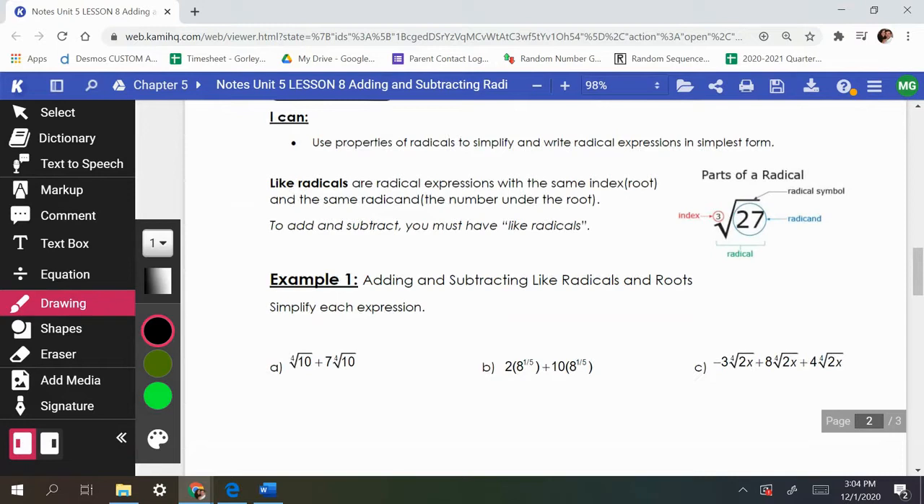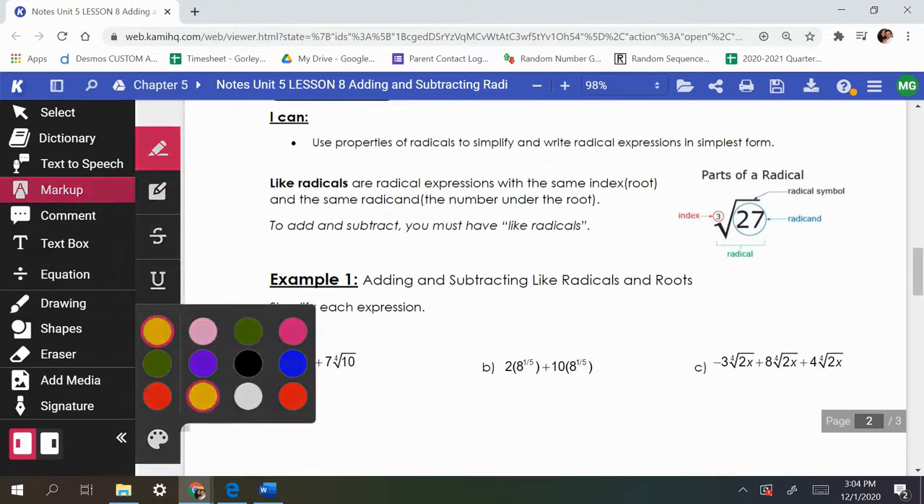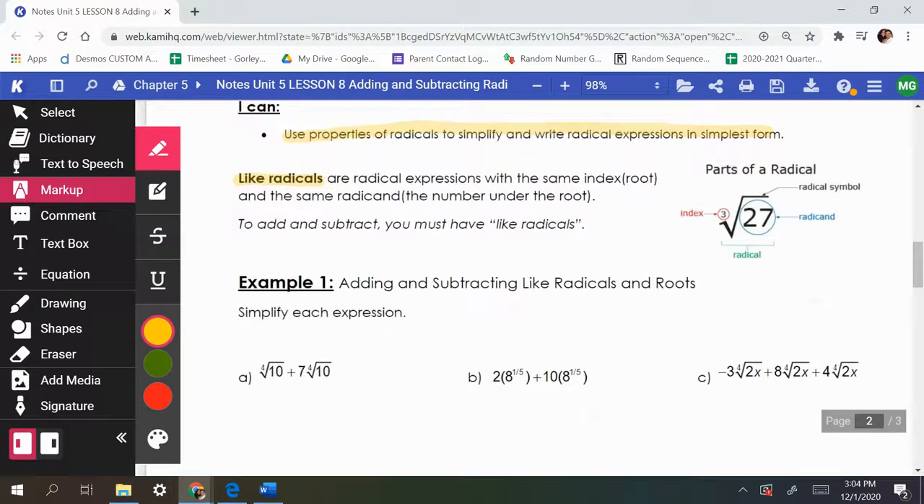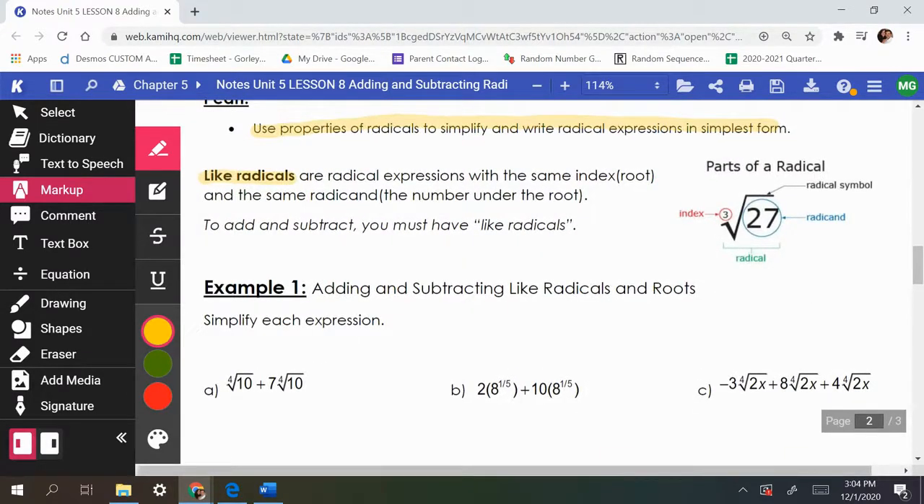So in this section, it says, I can use properties of radicals to simplify and write radical expressions in simplest form. Today, it's important that we understand what a like radical is. It says like radicals are radical expressions with the same index or root and the same radicand, which is just the number or expression underneath the root.